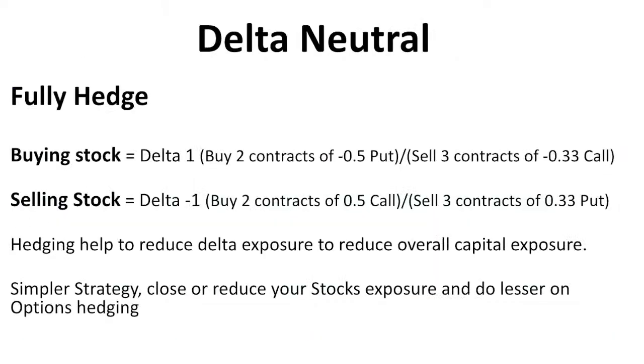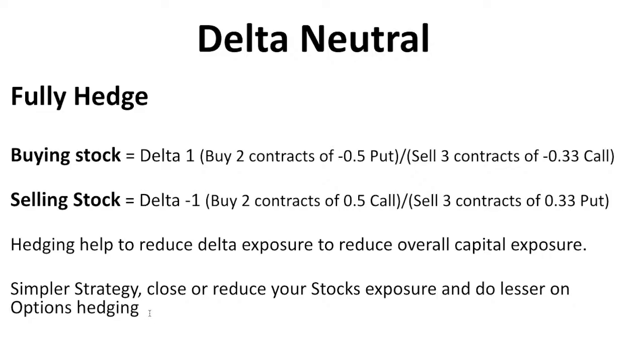This is a very clear example and illustration. So when you sell a stock, then you get a negative 1 delta. So in order for you to hedge it, you have to buy two contracts of call, or you sell three contracts of 0.33 put. So hedging helps you to reduce your delta exposure and also to reduce your overall capital exposure.